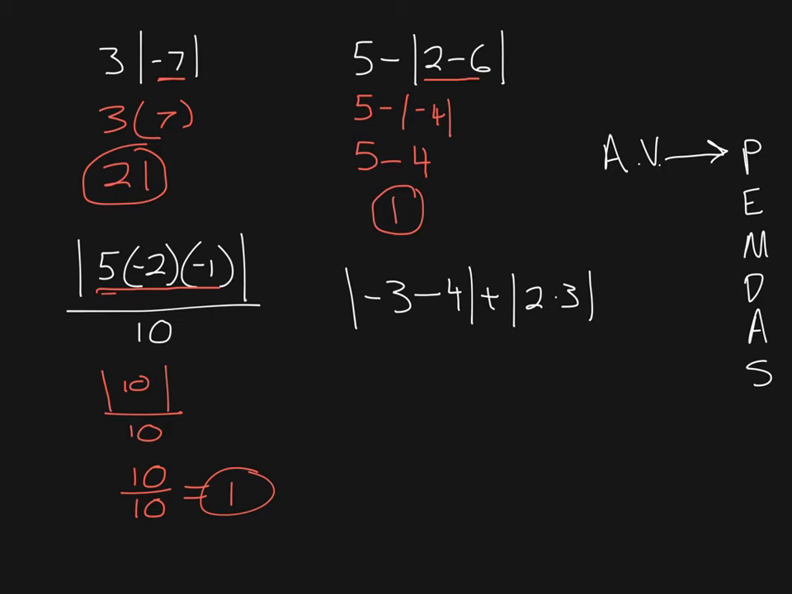In our fourth example here, same thing. We're going to calculate what's inside the absolute value. Negative 3 minus 4, that's negative 7. So we have the absolute value of negative 7 plus, and we can calculate what's over here, 2 times 3 is 6. Now, because we have our absolute values with just numbers inside them, we can take those. The absolute value of negative 7 is 7. The absolute value of 6 is 6. 7 plus 6 is 13, right?